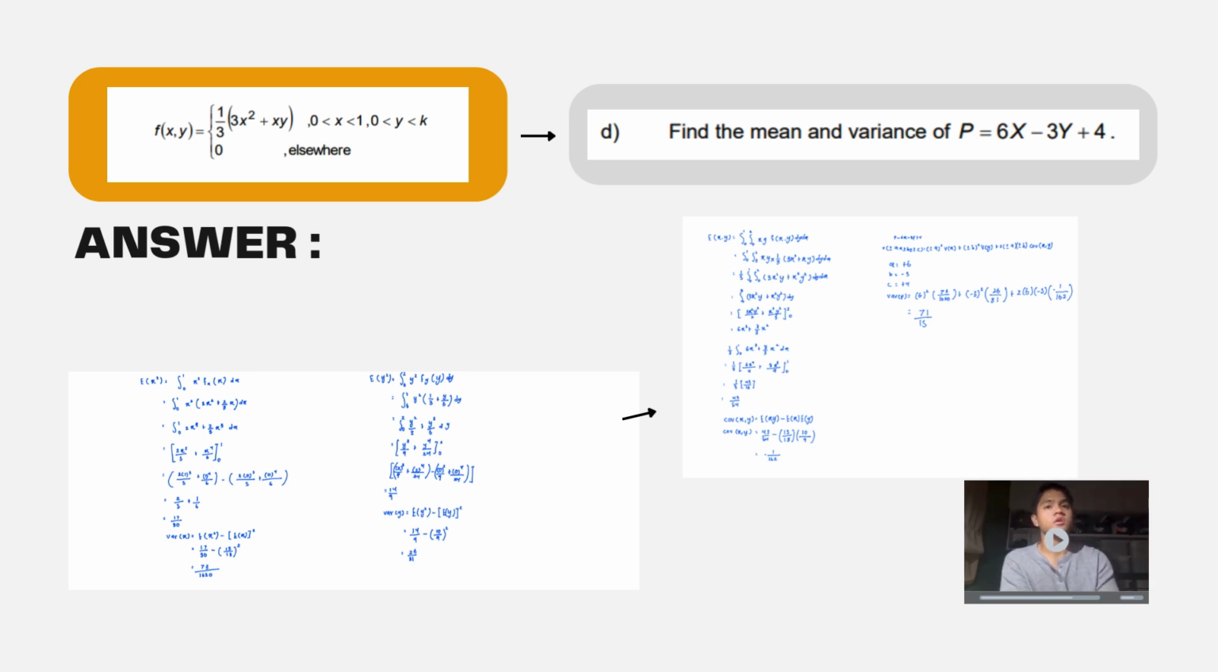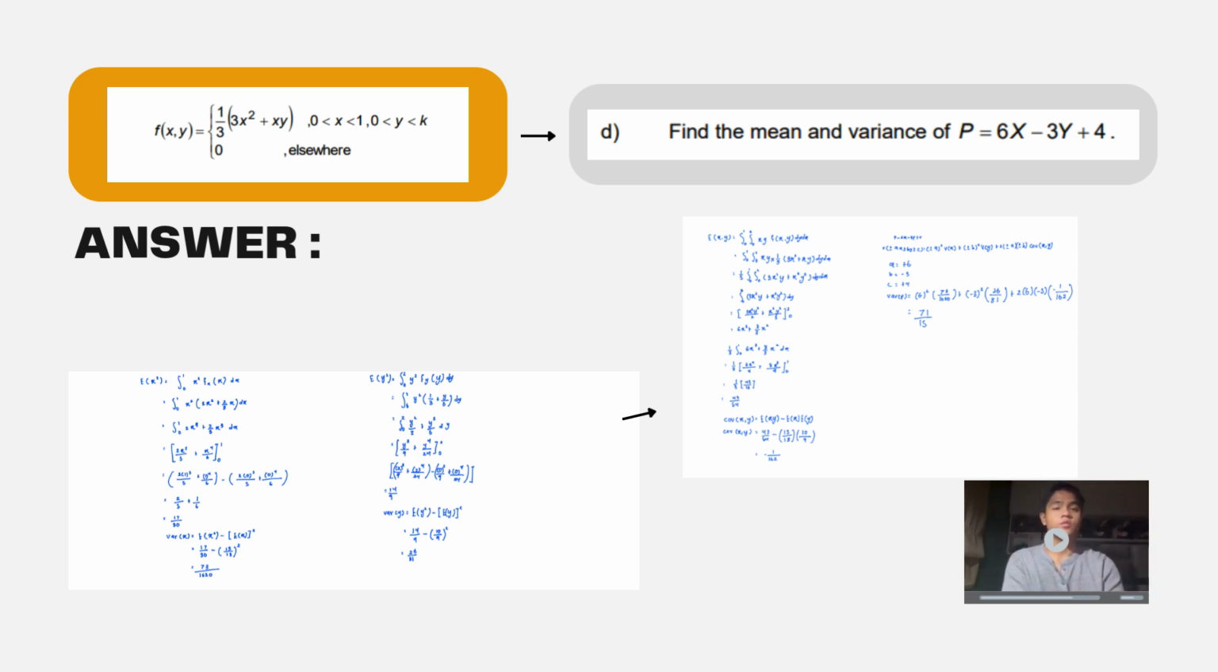And we use the variance formula, which for the variance of x is E(X squared) minus E(X) squared, and for the variance of y, E(Y squared) minus E(Y) squared. So for the final answer, we will get the variance of x, which is 73 over 1620, and for the variance of y, we will get 26 over 81.